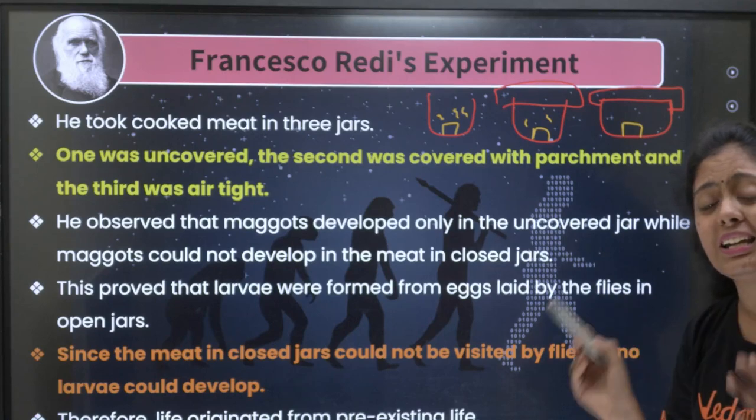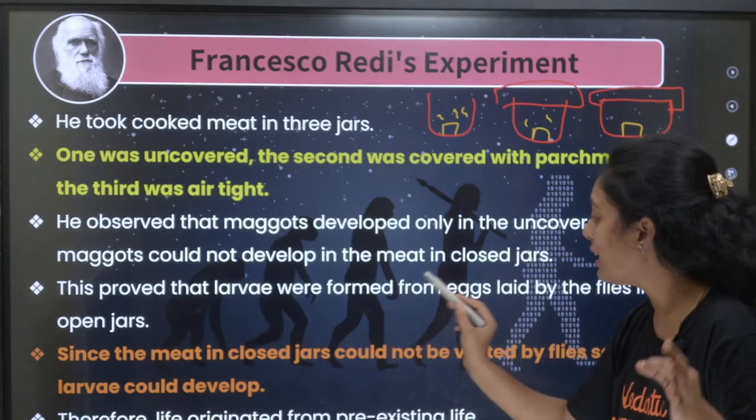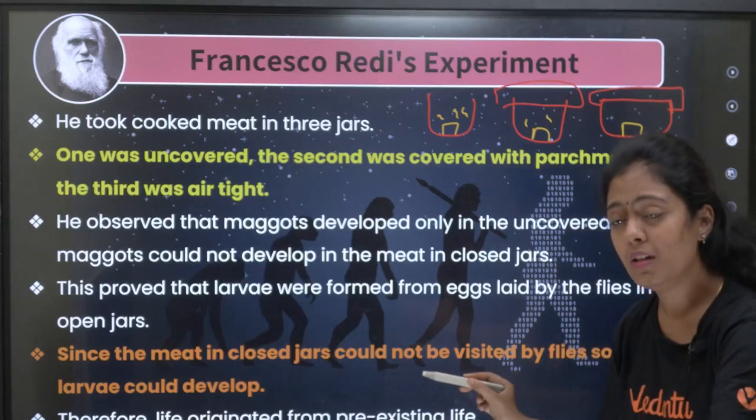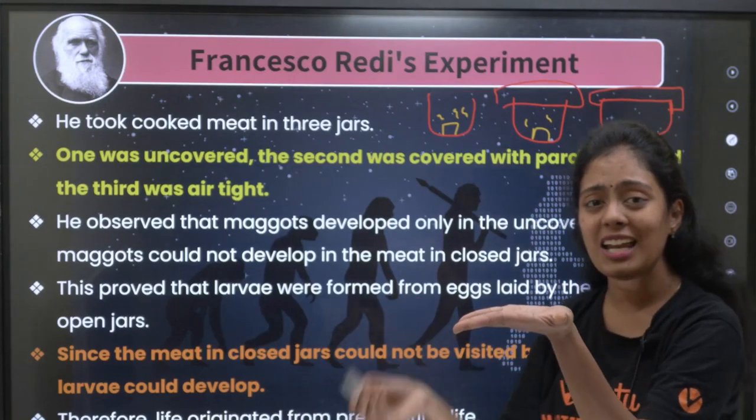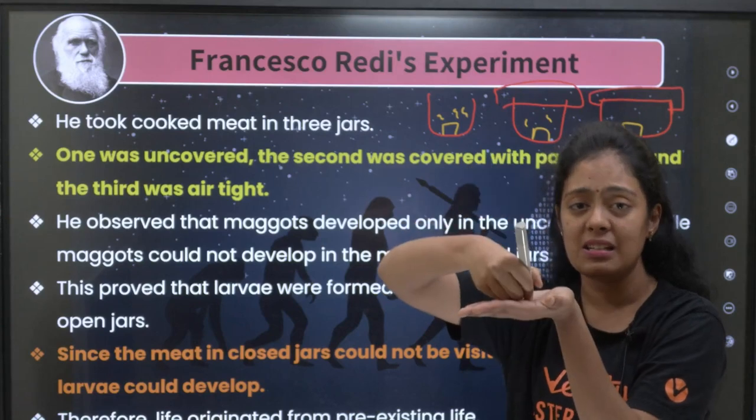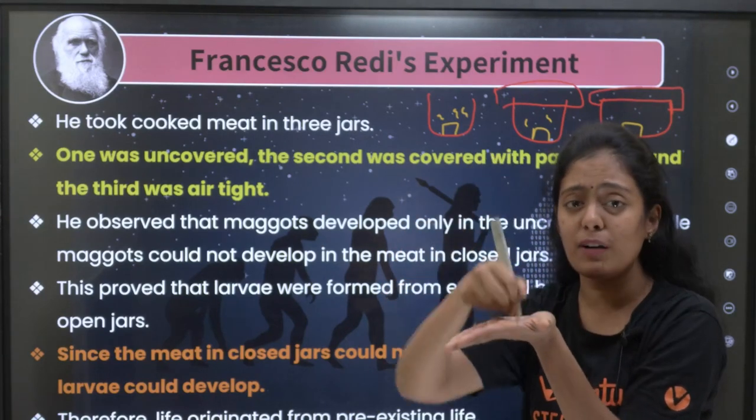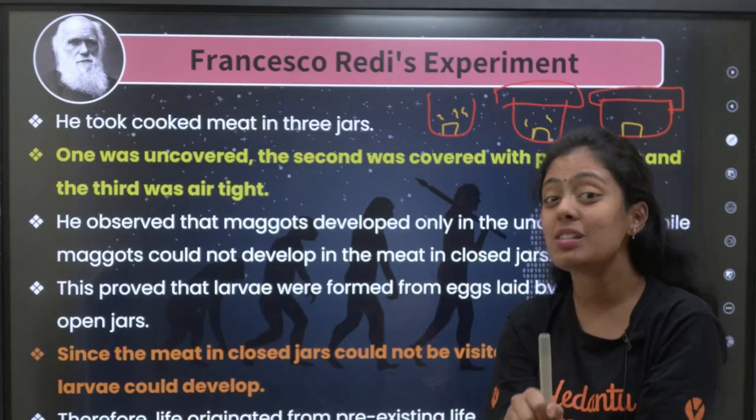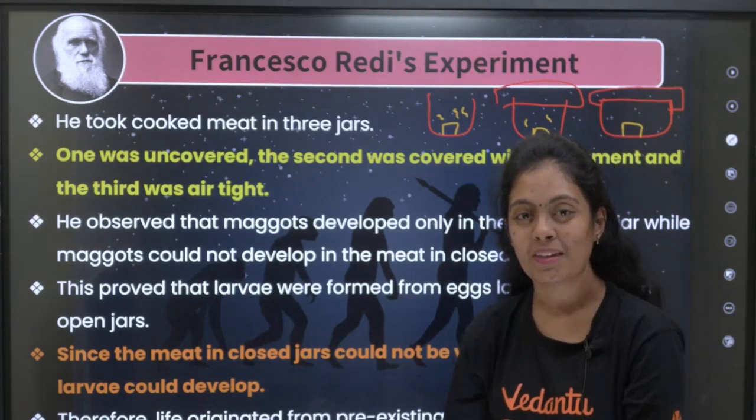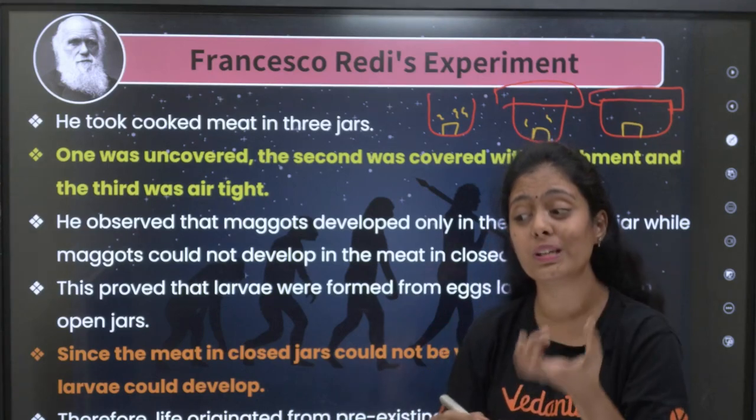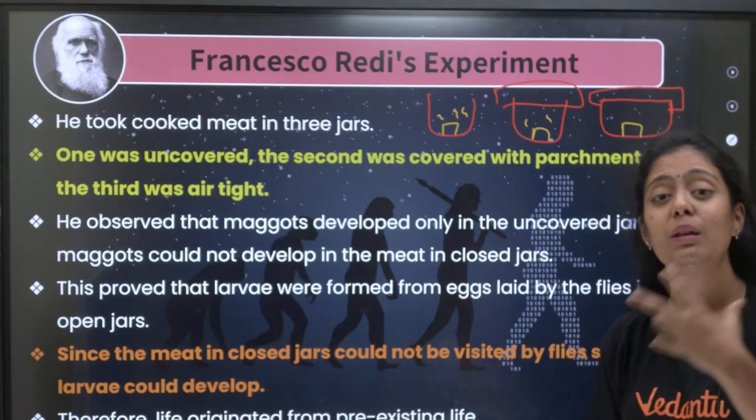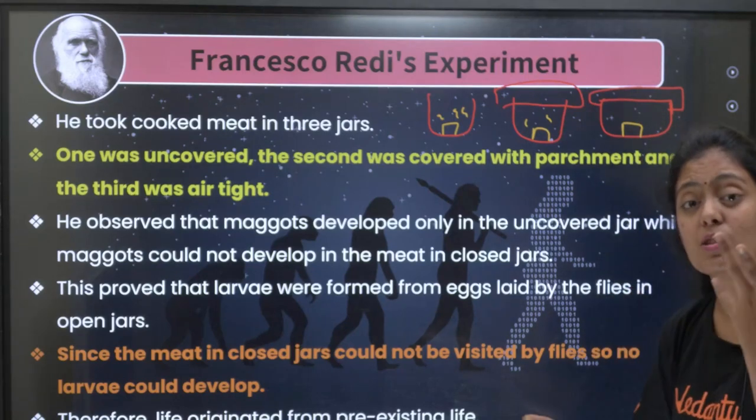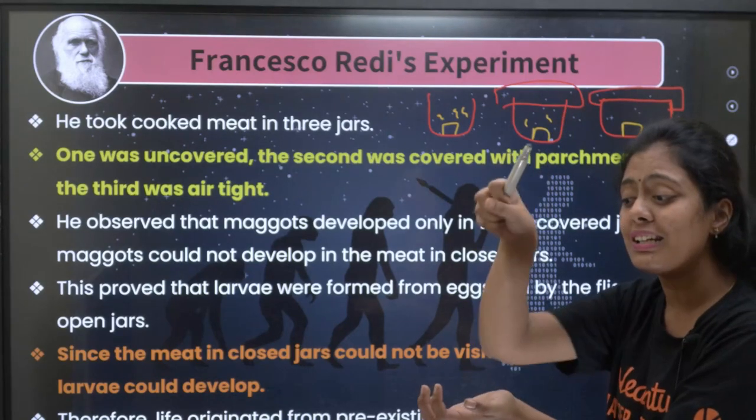So what did he observe? This proved that larvae were formed from the eggs laid by the flies in the open jar. The jar which was kept open, very easy, the flies will come and eat the meat, their favorite food. When they eat, they will lay their eggs there and those eggs will hatch into maggots. So it has nothing to do with the meat here. It was something to do with the flies, because here I didn't see any maggots coming out, since I kept the lid tight.